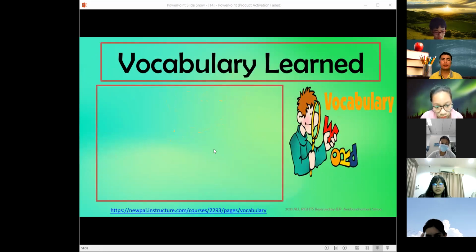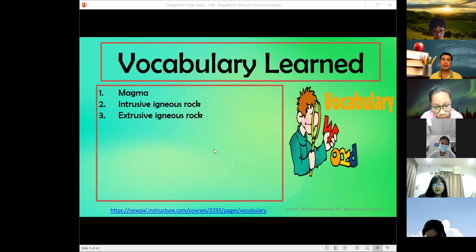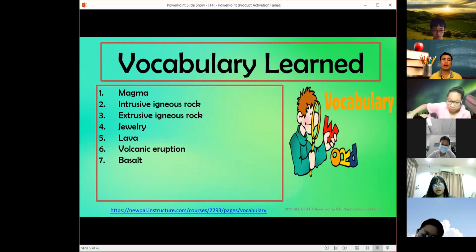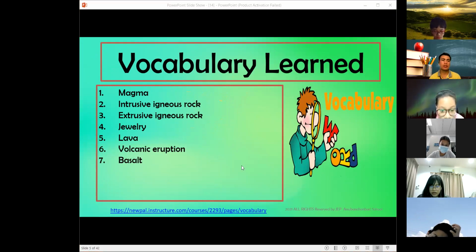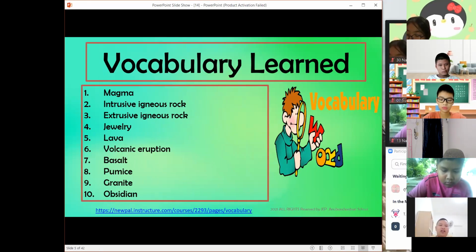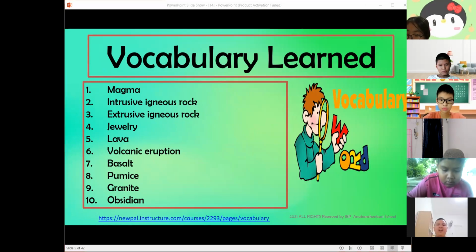So, these are the vocabulary words that we learned last time. Magma, intrusive igneous rock, extrusive igneous rock, jewelry, lava, volcanic eruption, basalt, pumice, and granite, and the last one is obsidian. Well, can anybody tell me what is the difference between an intrusive igneous rock and extrusive igneous rock? Can you tell me the difference?